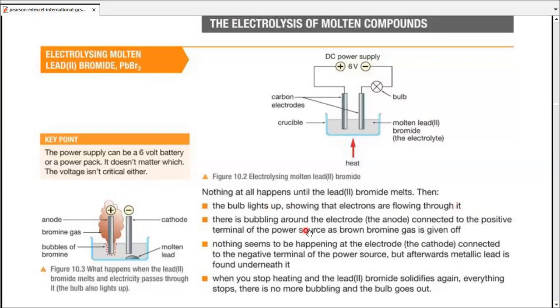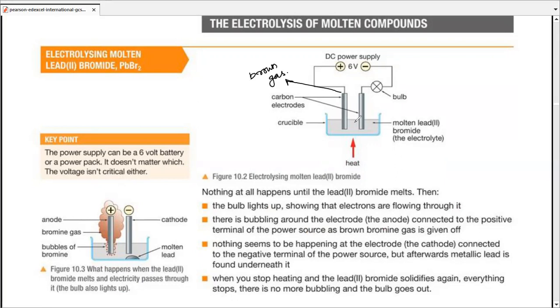Now there would be some bubbling around the electrode, the anode, the positive one, that is connected to the positive side of the power source. And brown colored bromine gas is given off. Now a brown colored bromine gas is being given off at the positive electrode. So this side would give us a brown colored gas.